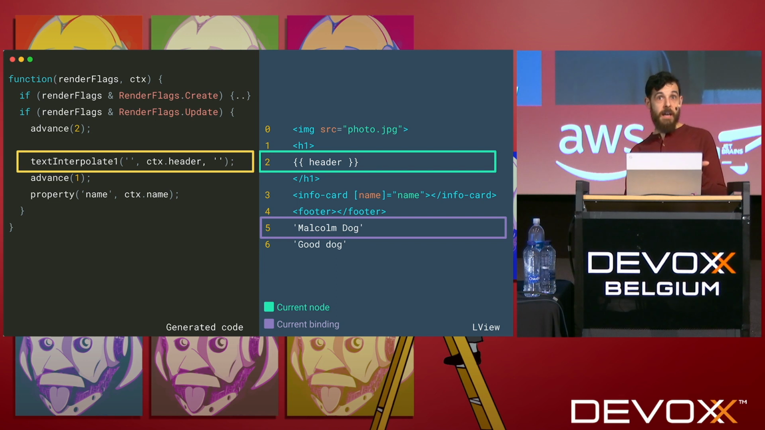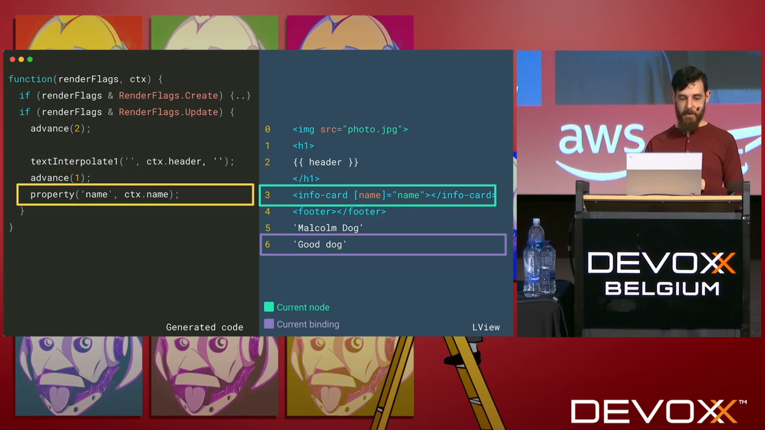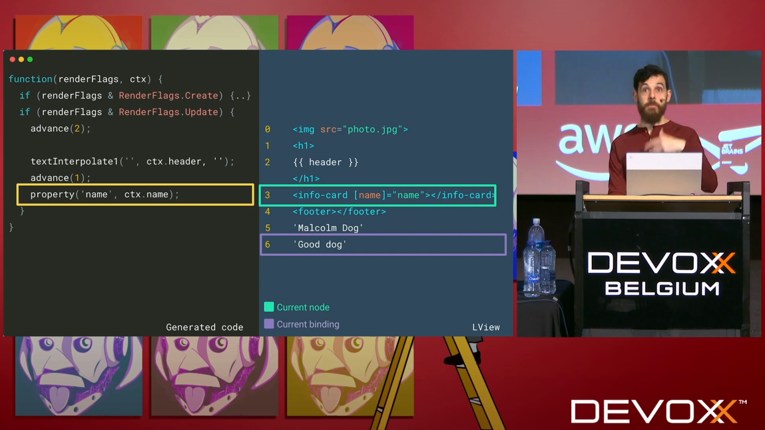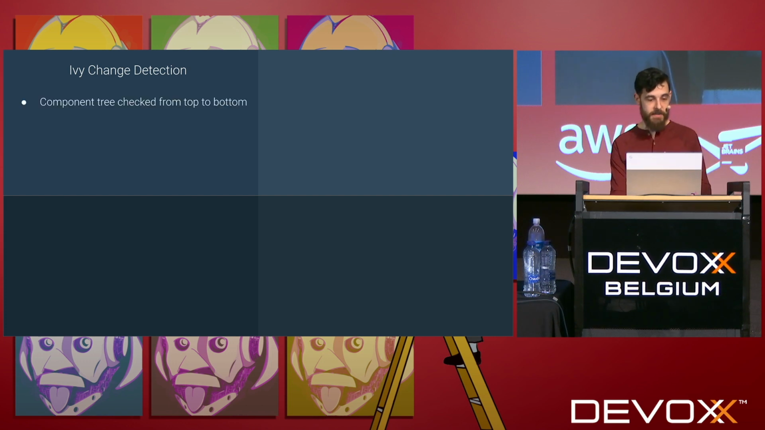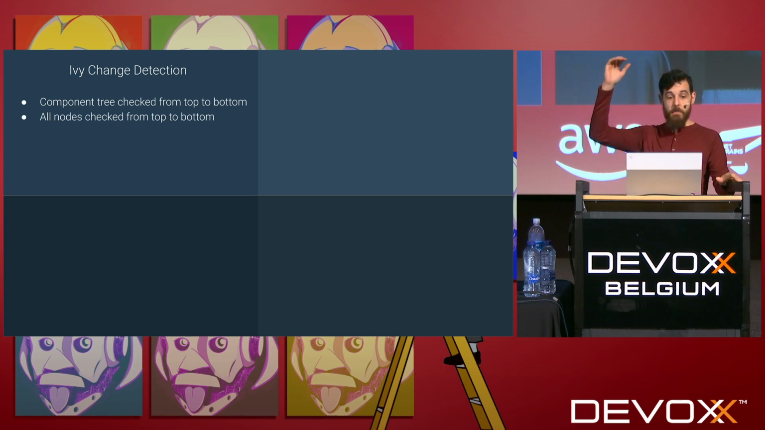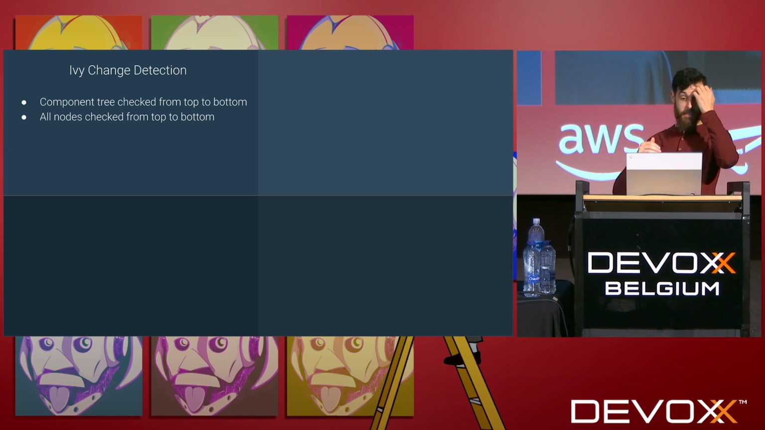If we later come back and run this again and we get to our text interpolate, it's going to use that value from the LView to check if it changed, and do the same thing for the property. So this update block can get called multiple times throughout the lifecycle of the Angular application, while that create block is only called once. And with the change detection here, as we're calling this update block, you can see that the components and the nodes are checked from top to bottom. So you can see how Angular goes through node by node and updates things.